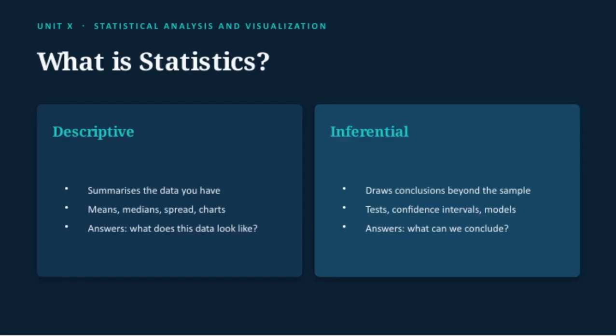Statistics helps us make sense of data in two key ways. First, descriptive statistics. This is about summarizing what we have. We look at averages, medians, how spread out the data is, and use charts to visualize it. It answers the question, what does this data look like? Then, inferential statistics goes beyond the data we collected. It uses tests, confidence intervals, and models to help us draw conclusions, to say what we can reasonably infer about a bigger picture.